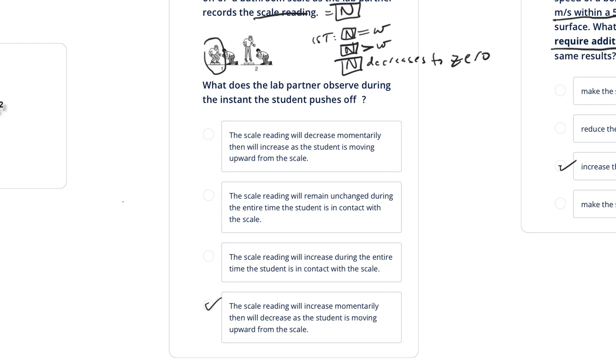Okay, number 5. If you're moving at constant velocity, what's your acceleration? Acceleration is 0, so your net force is 0. A net force is called an unbalanced force. So there is no unbalanced force. So it can't be the first one.